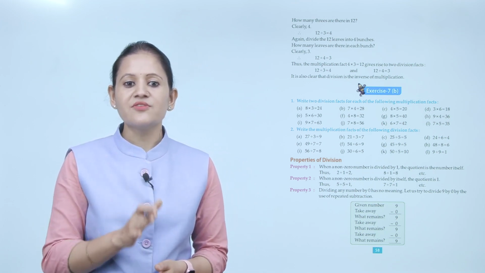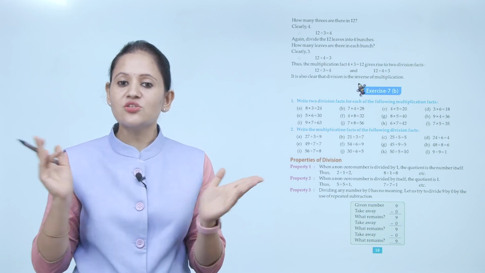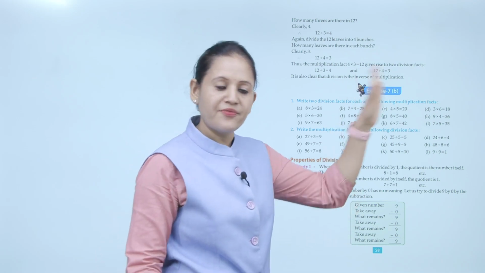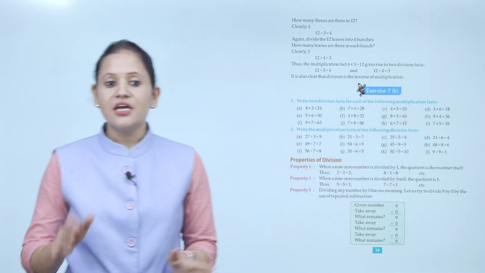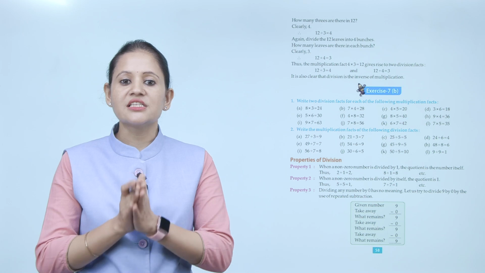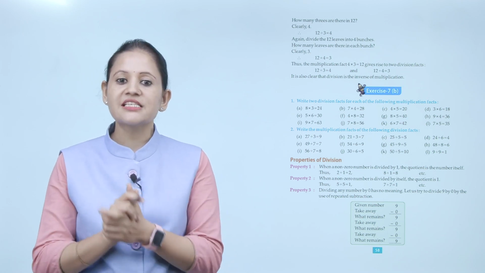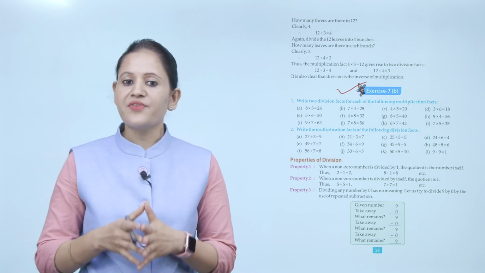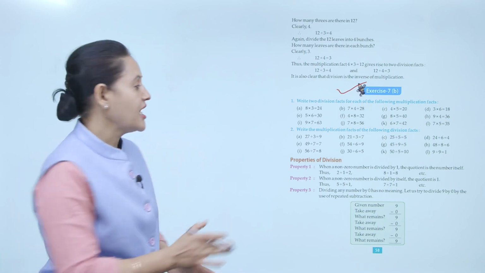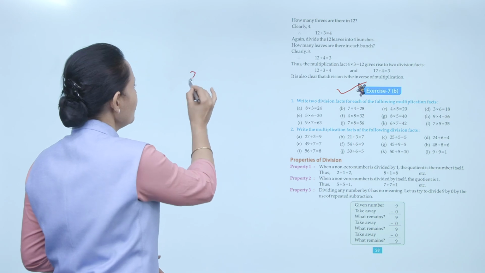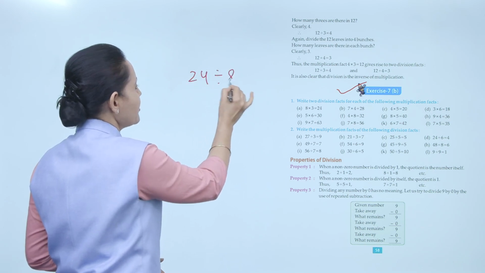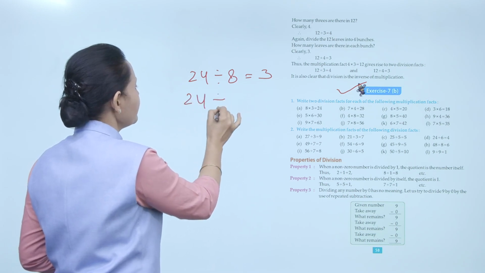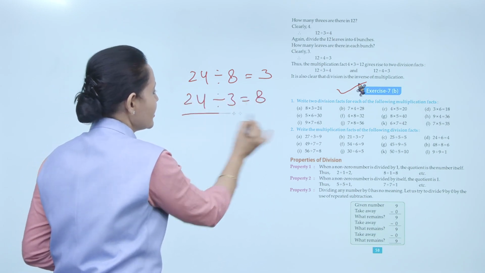Thus the multiplication fact 4 into 3 equals 12 gives rise to the division facts 12 divided by 3 is 4, and 12 divided by 4 is 3. Clear? It is also clear that division is the inverse of multiplication. Clear? Next is exercise 7b. Write 2 division facts for each of the following multiplication facts. 8 into 3, that is 24. So the division facts will be 24 divided by 8, that is 3, and next is 24 divided by 3, that gives you 8. These are the division facts.